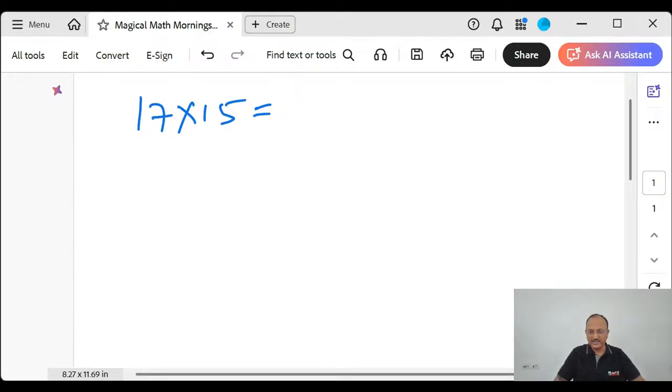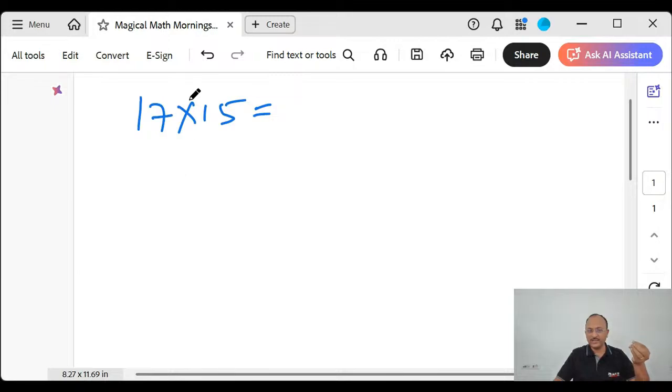Calculate this and just put it in the chat. 17 into 15. For this, you need to become the expert in squares. Squares of small numbers, up to 30, most of you know. That's one of the prerequisites I had told earlier. And also squares of all the numbers ending in 0 are very easy.